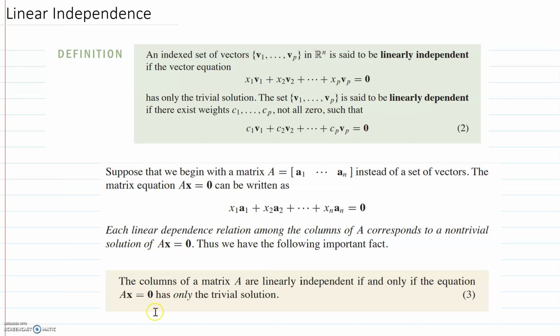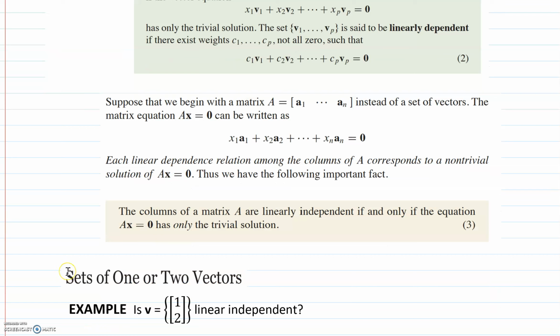So we have the following important fact. The columns of a matrix A are linearly independent if and only if the equation AX equals 0 has only the trivial solution. Let's look at some examples, starting with sets of 1 or 2 vectors.